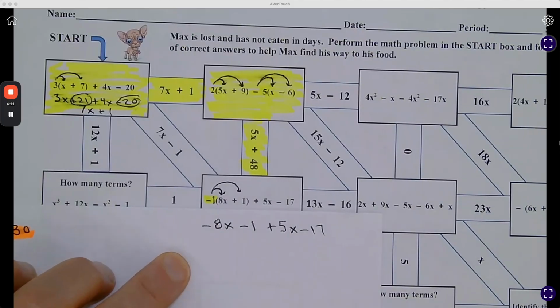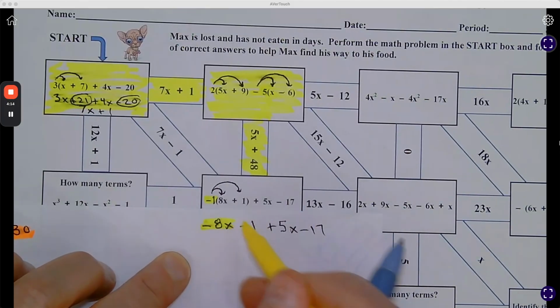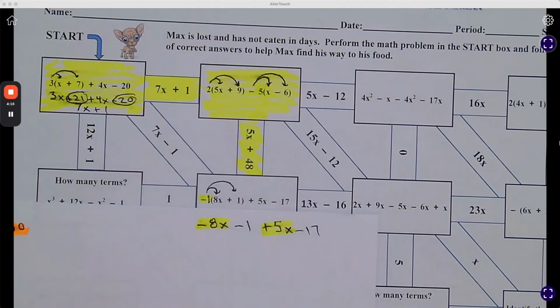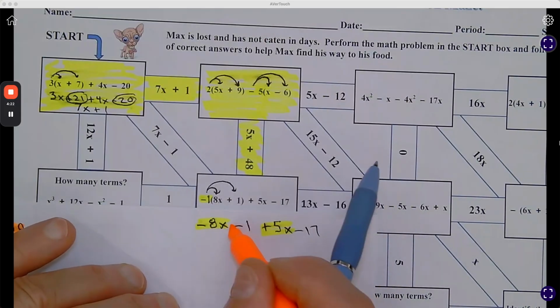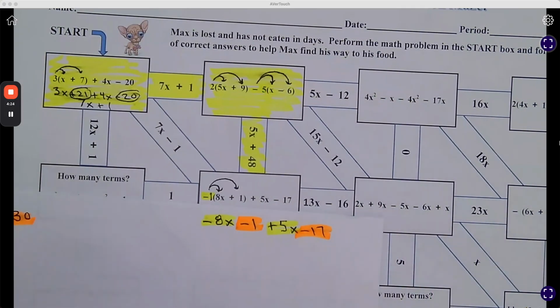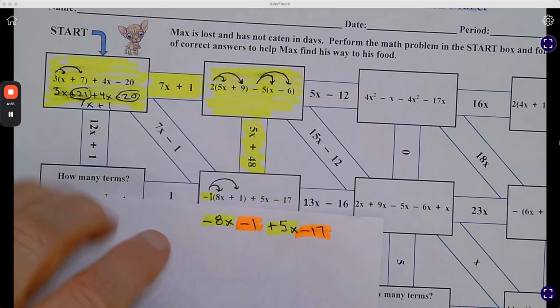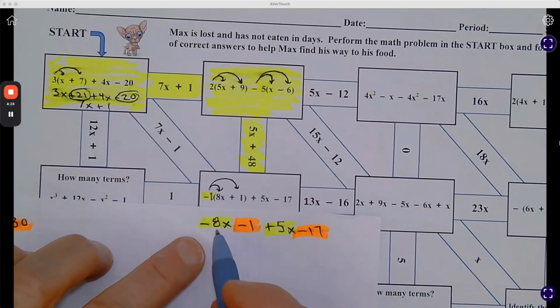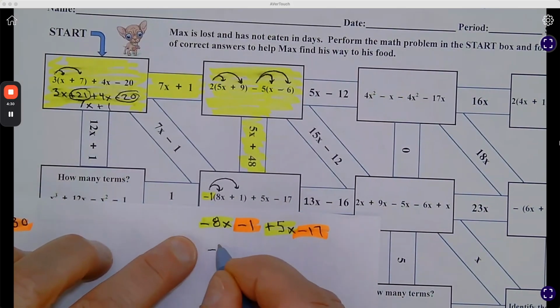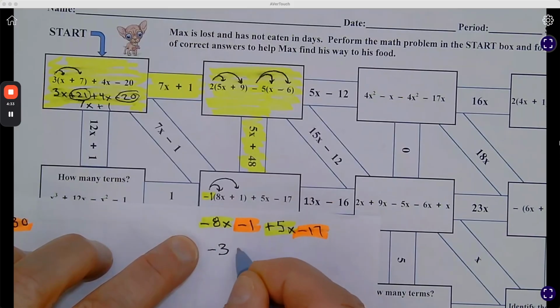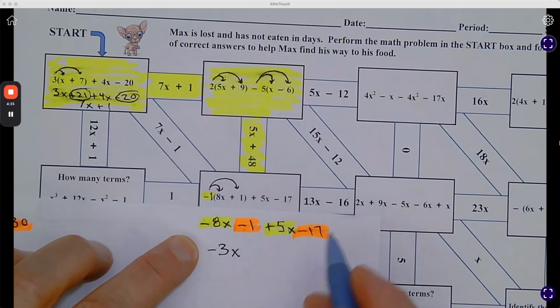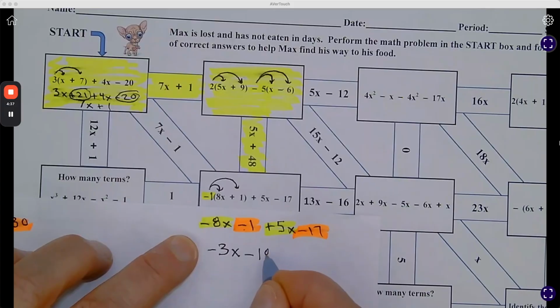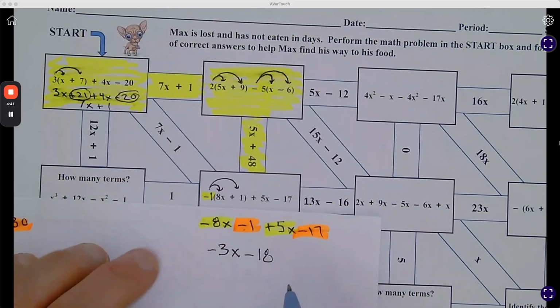Okay, let's combine our like terms. That's like that because they have the same category. What's the category on those two yellow terms? X, very good, very good. And then we have minus 1, minus 17. So negative 8 plus 5, you have more negatives than positives. There's 3 more negatives, and the category is X. 1 negative and 17 negatives is a total of 18 negatives. That's my final answer because those are not like terms.